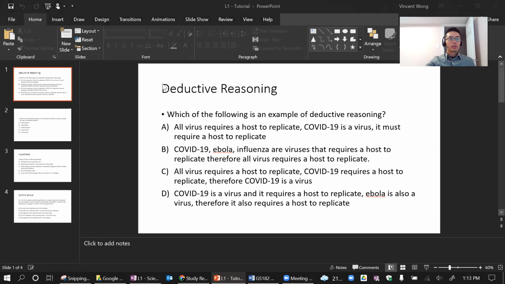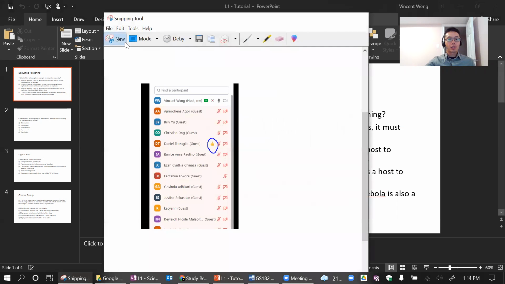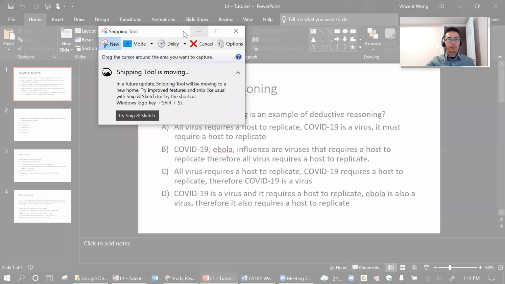Okay. So here are the results. I just shared the results with you. And looks like it's kind of all over the place, but there are two popular choices, A and C. So let's talk about this one a little bit more.